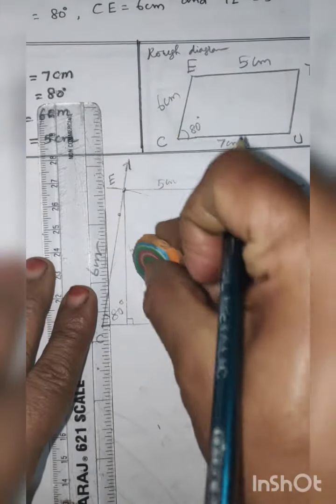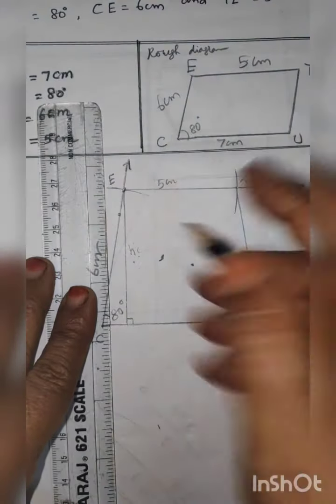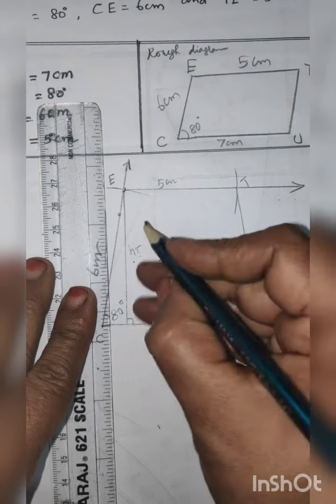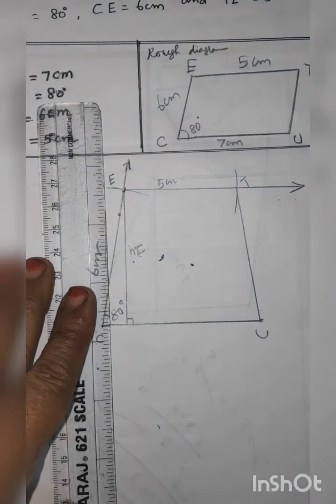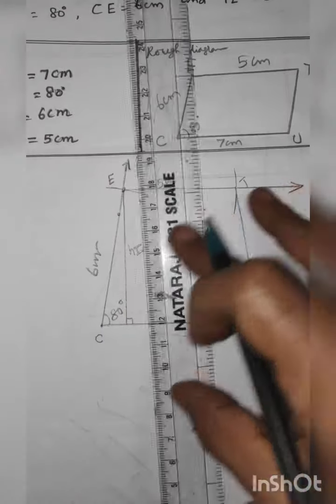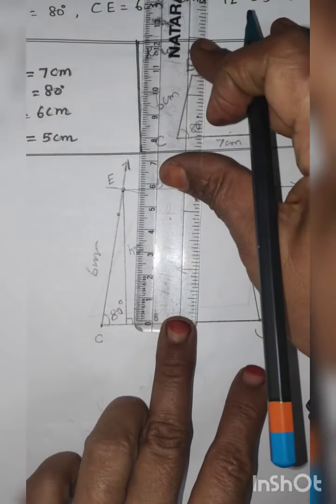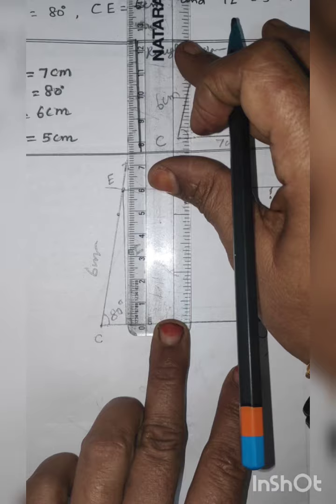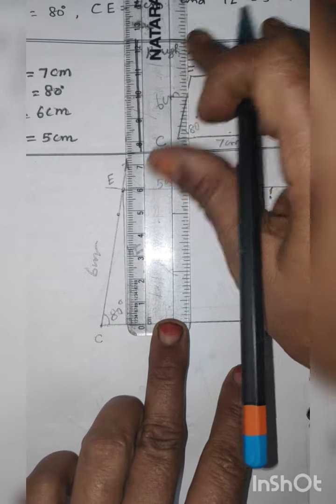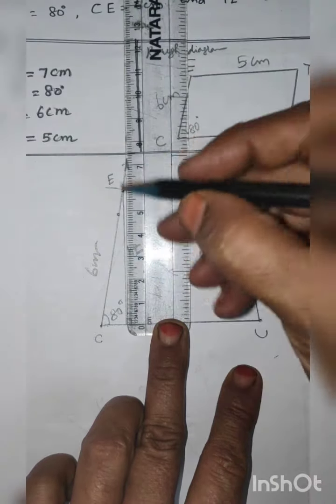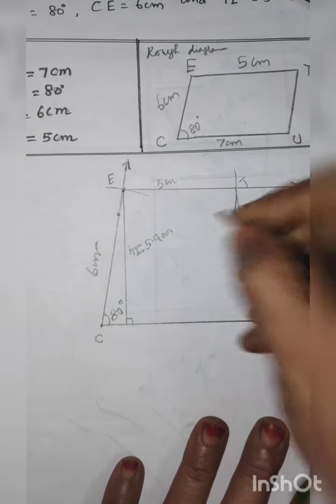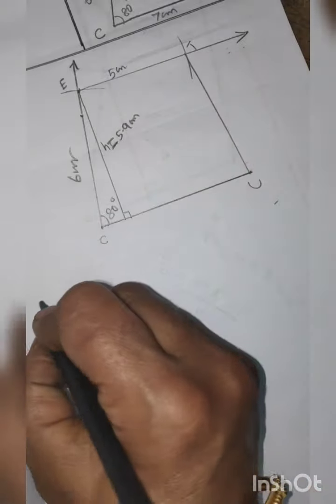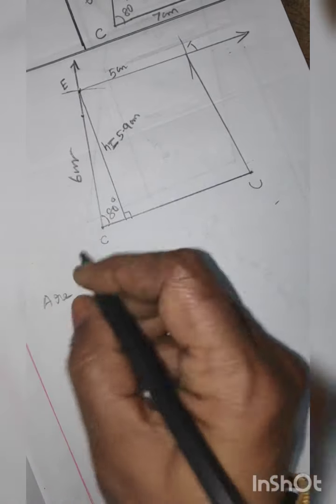H equal to, measure that one. 0, 6 before the line only touching. So the H value is what centimeter? 5.9 centimeter. Now find the area of the trapezium.